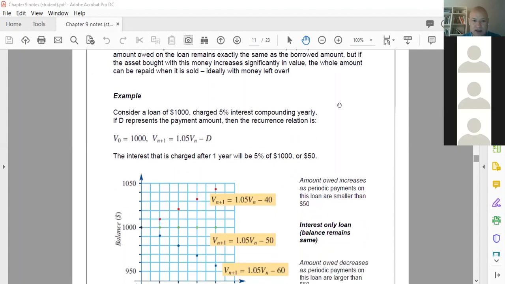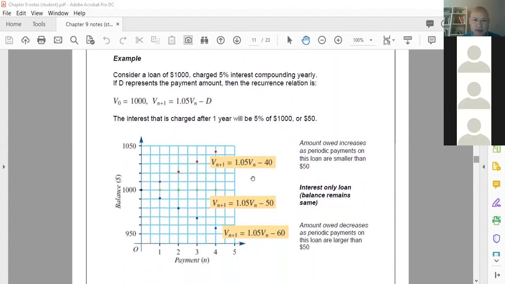All right, let's have a look at an example. Okay, here we've got a loan, $1,000 charged 5% interest compounding yearly. There's the rule there that it's showing us. Okay, so we're starting off with 1,000. There's the interest rate, the 5% interest rate. This is how much we pay off all the time.